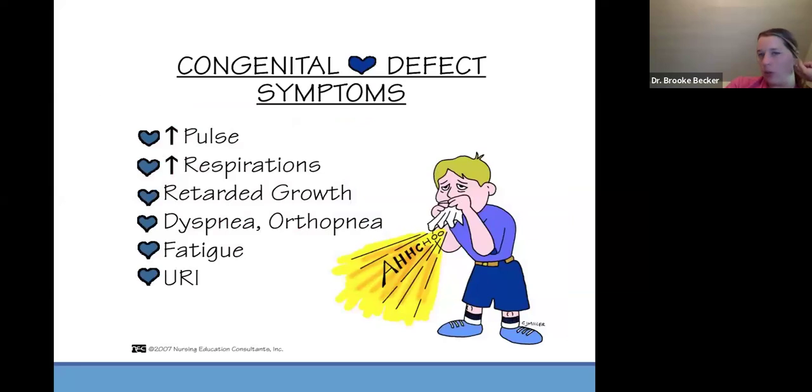Congenital heart defects. So you'll start to notice this when kids are pretty little. They'll start having growth restrictions. They're going to have increased pulse, increased respirations. They're going to be having more frequent upper respiratory illnesses, fatigue. They're going to become dyspneic with very little activity. Okay. Poor feeding in infants.